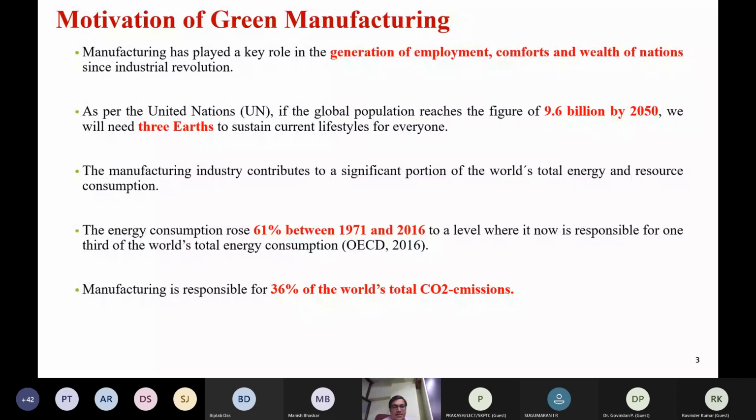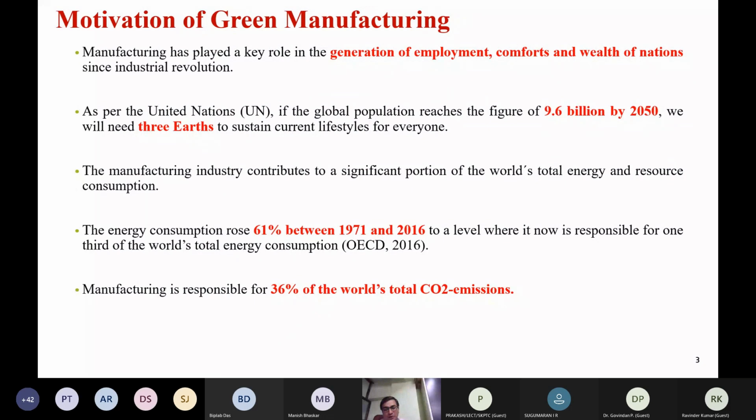The manufacturing industry contributes a significant portion of the world's total energy and resource consumption. That is the biggest industry. I should say that manufacturing companies consume a lot of energy and resources. That is also important. That's why everybody should think about and target how we can make the manufacturing industry more green. The energy consumption rose 61% between 1971 and 2016.